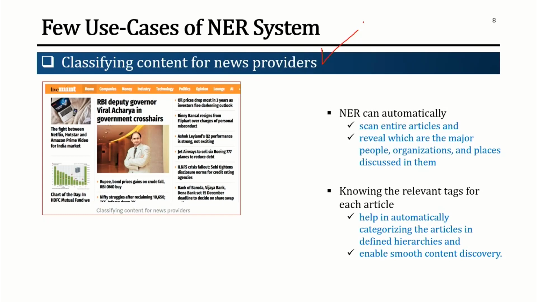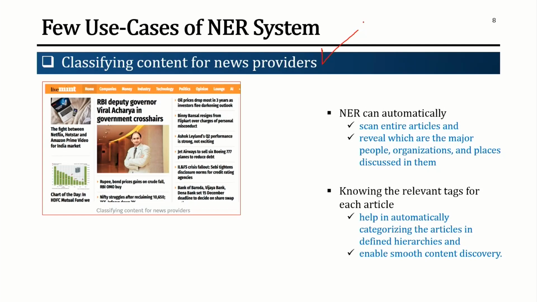NER can scan entire articles and reveal which are the major people, organizations, and places discussed in them. So we have many texts in the articles, right? We can spend some time to read all those documents and find out the people, organizations, and places. But if we have an NER system, it can save us time reading through those documents. We just pass the input as text, and then we get the result: who, which organization, and where the location is.